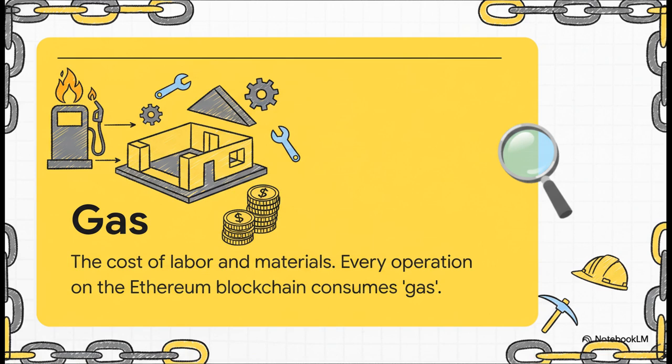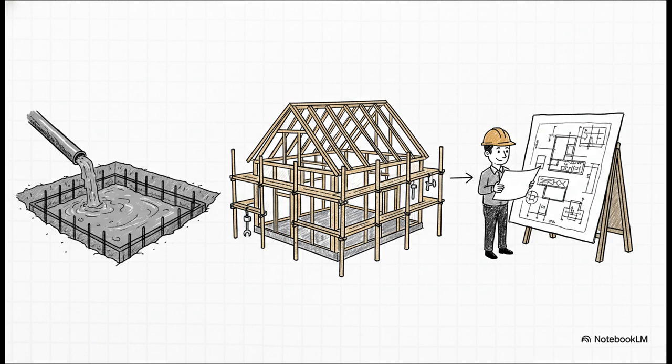See, every single little thing you do on the Ethereum network, every calculation, every bit of data you want to save, it all requires a small fee. Just think of gas as paying for your digital construction crew and all the materials they need to lay the foundation of your house on the blockchain. And this is why choosing your building materials wisely is absolutely critical to managing that cost.